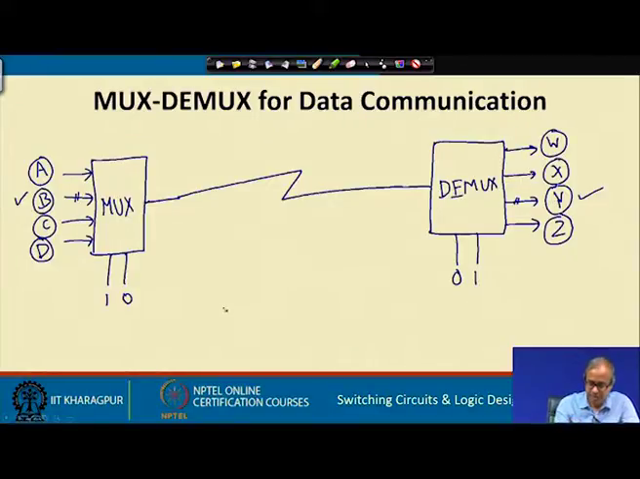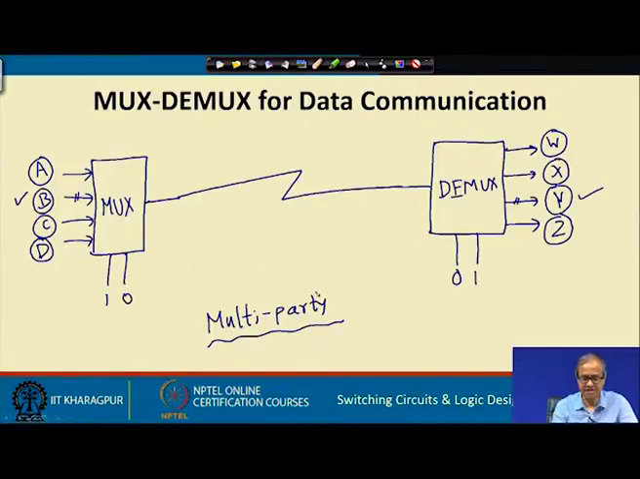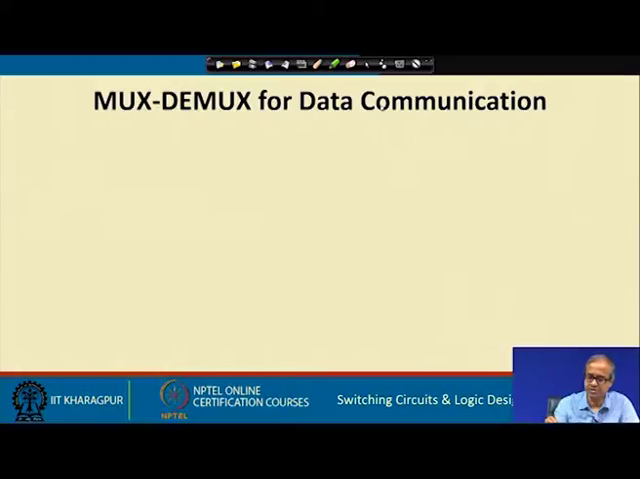So, for multi-party communication, this kind of multiplexer demultiplexer pair can be very useful, as this simple example shows you. Right. Okay. Let us move on.